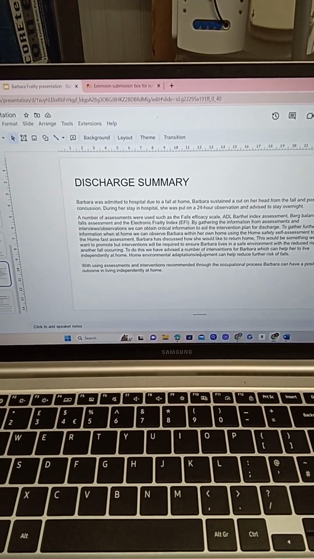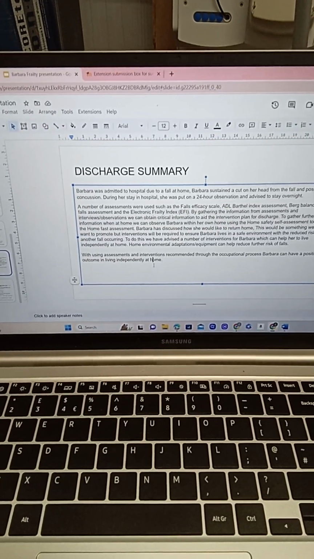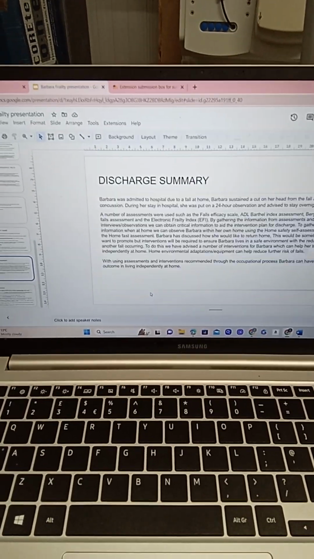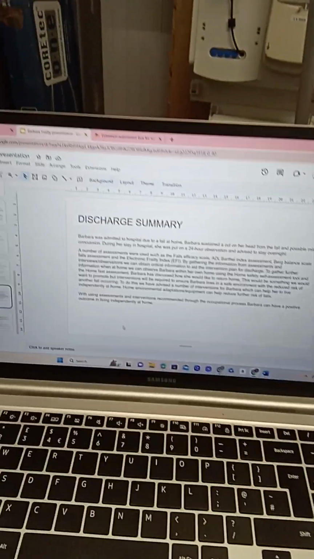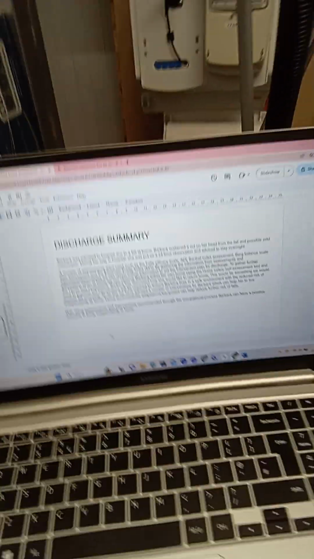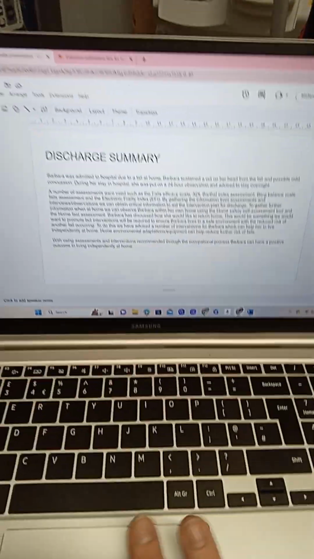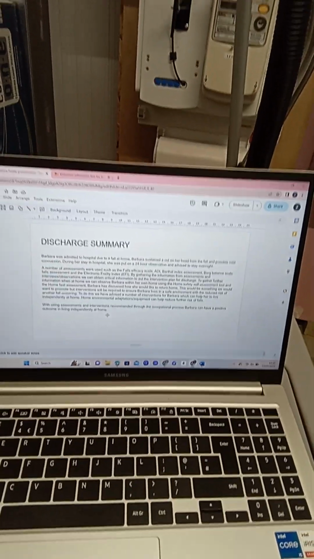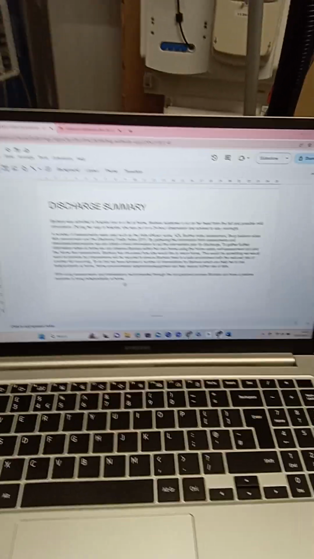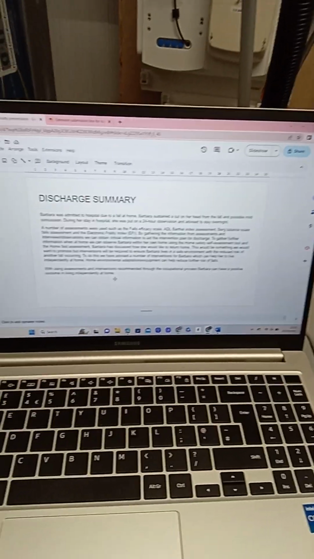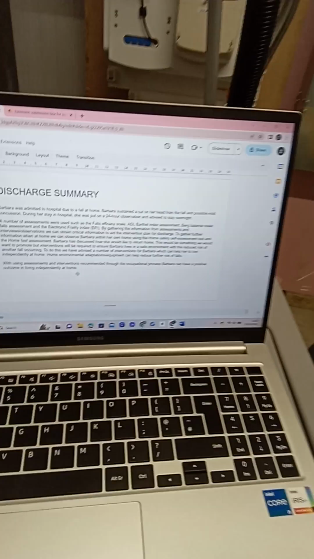And there is a discharge summary based on what I have gone through. The positive outcomes we want from doing all of these assessments for Barbara are independent living at home, and reassurance that the risk of injury or falls is reduced dramatically and it doesn't happen again, or to put things in place that can prevent it as much as we can or are able to.